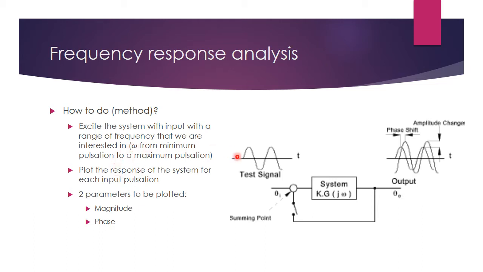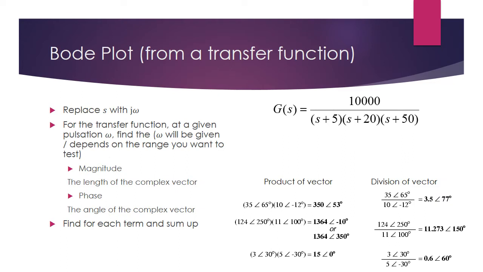And then, the first time you excite it with 0 hertz, and the second time with 1 hertz, and then later with 10 hertz and 100 hertz, each time you excite it, you will identify the magnitude and the phase. And at the end, you plot the response of the system for each input pulsation on one plot. So that is the Bode plot, right? So, Bode plot.